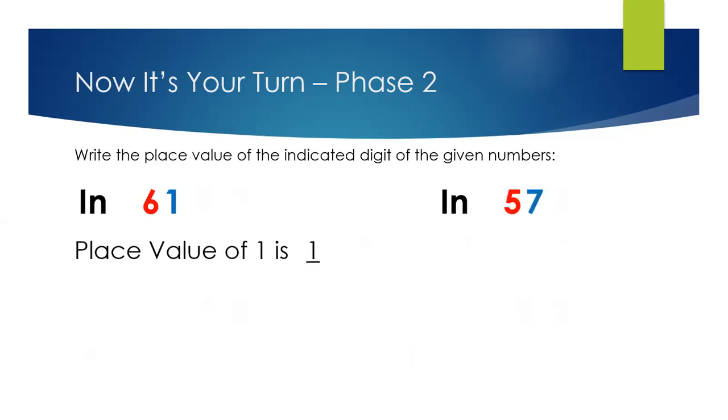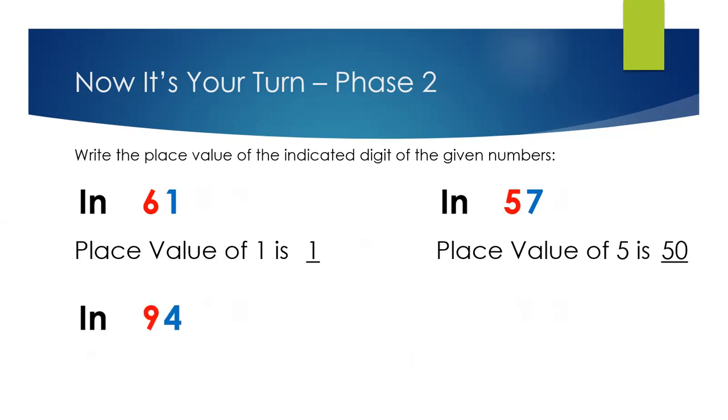Place value 1 is 1, and in 57 what is the place value of 7? What is the place value of 5? Sorry, as we know that 5 is the second digit from the right, so it is representing the tens place value. So the place value of 5 is 50.